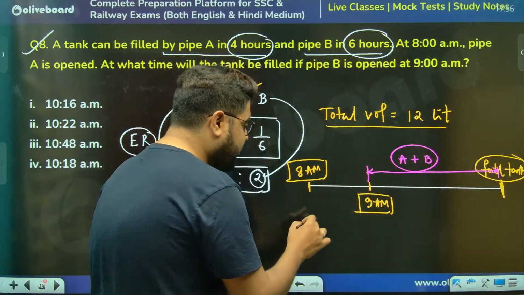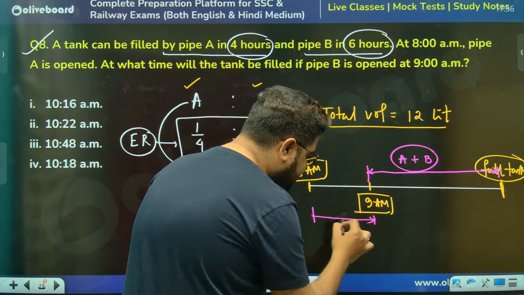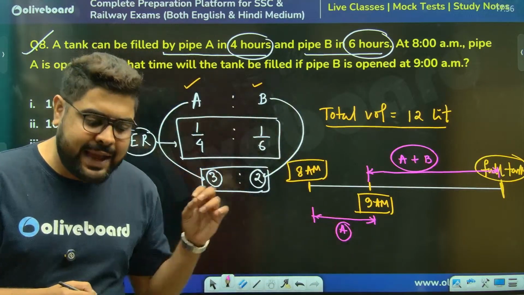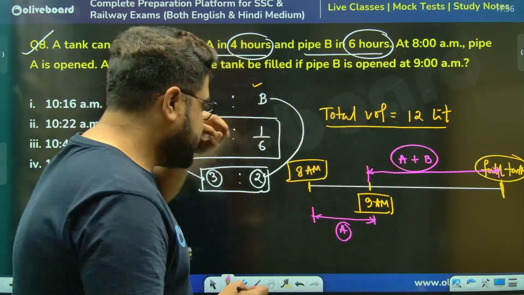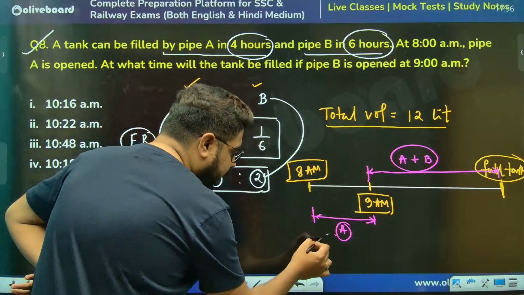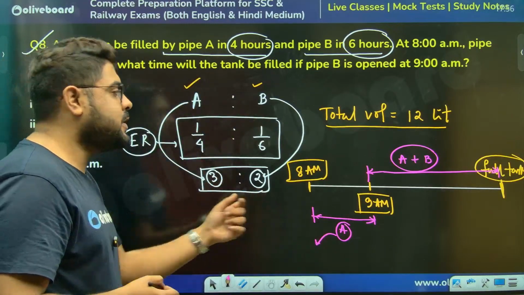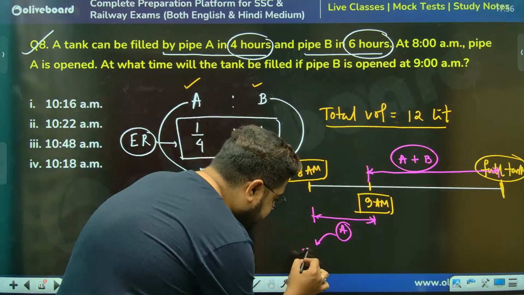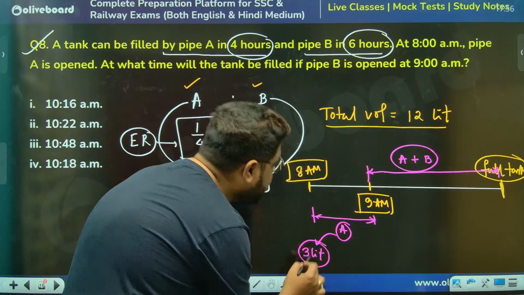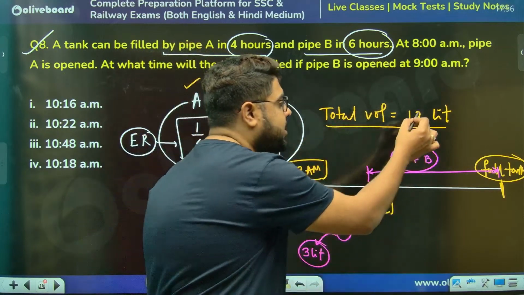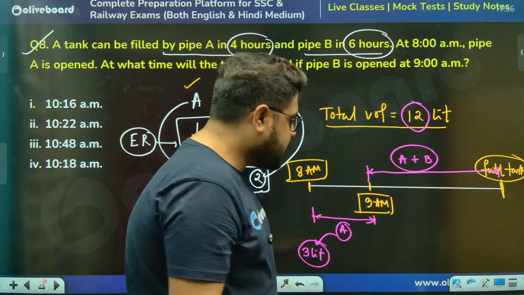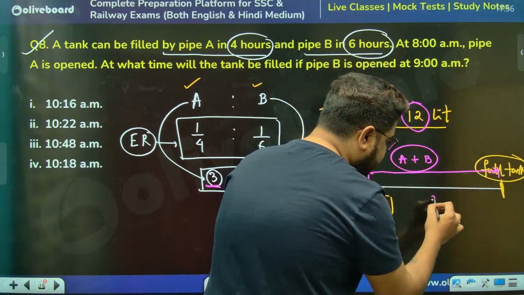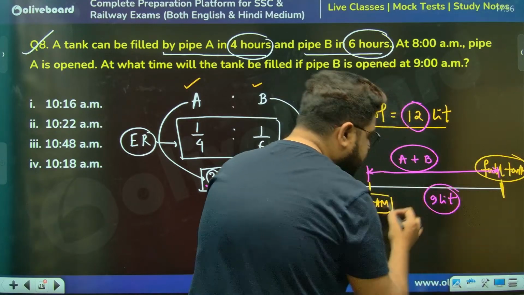And from 8 a.m. to 9 a.m., for this 1 hour, only A is working. Only A is filling. So how much water will be filled in this 1 hour? A fills 3 liters in 1 hour, so 3 liters is filled. Total, I need to fill 12 liters because that is the tank volume. So from 9 a.m. to whatever time, I need to fill 9 liters.